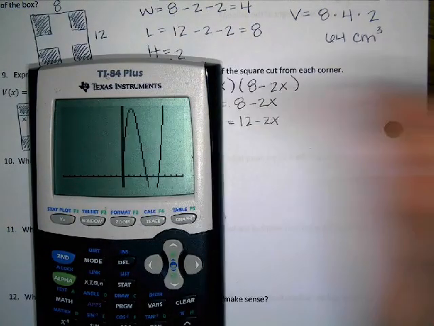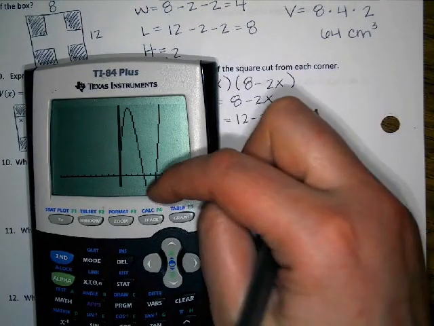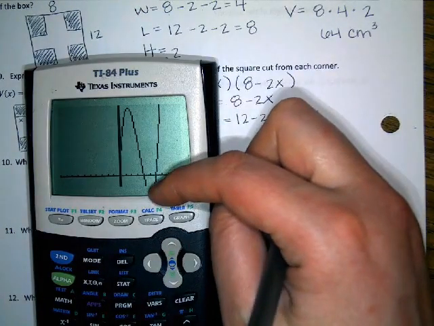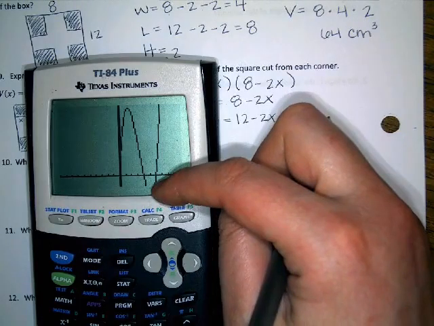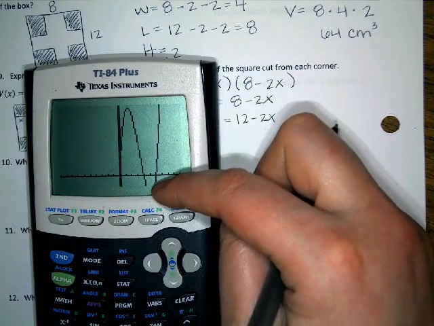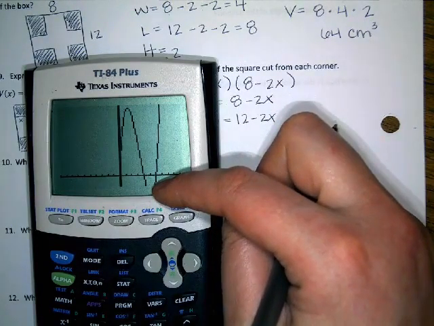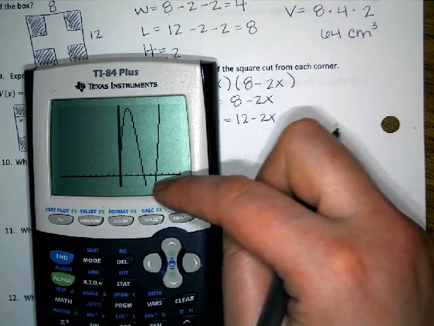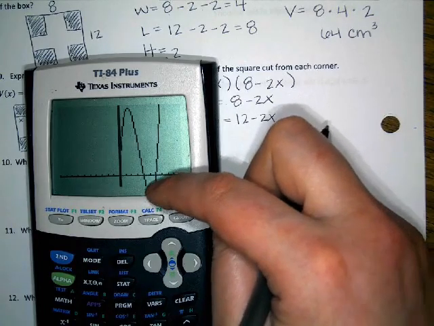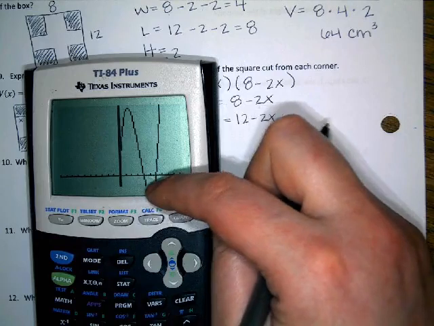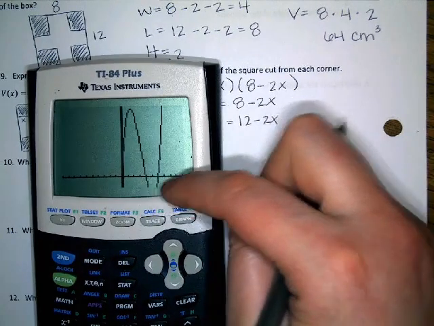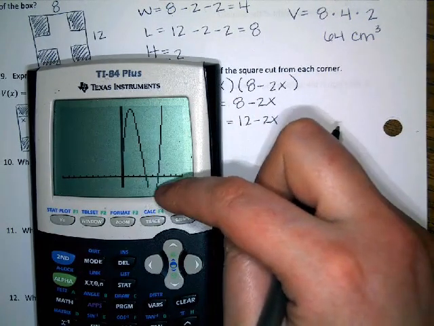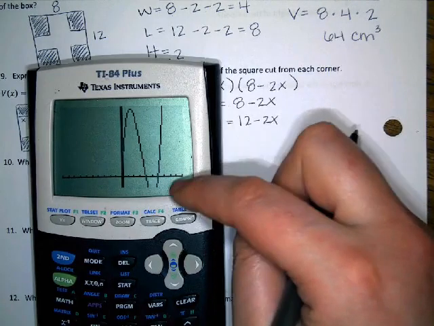I'm not worried about this part down here because this part down here means that the volume is negative. Can boxes have a negative volume? No, that doesn't make sense. So for a word problem, these answers are not going to make sense anyway. Okay? How are you guys feeling about what we've done so far? So I plug the equation in. I look at the table to see how big my table should be.